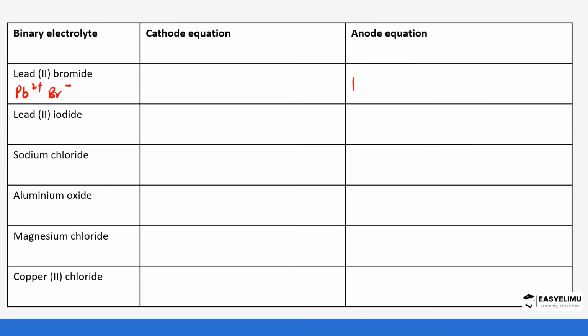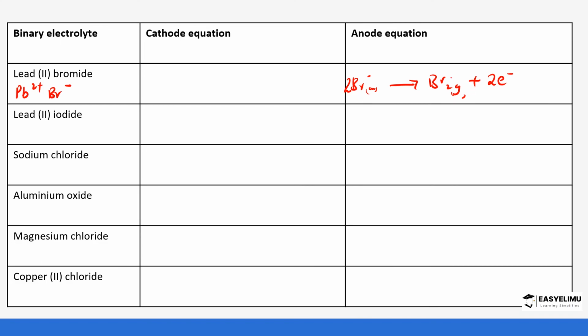So the bromide ions are going to lose electrons to form bromine gas. So you see we have one bromide ion losing one electron, but it forms bromine gas. For us to do that, we need to balance the equation. That's the reason why we are losing two electrons and not one electron. And you see you have to balance your equation. So it is two bromide ions that are losing one electron each to form bromine gas.